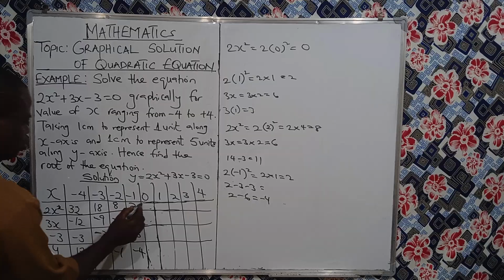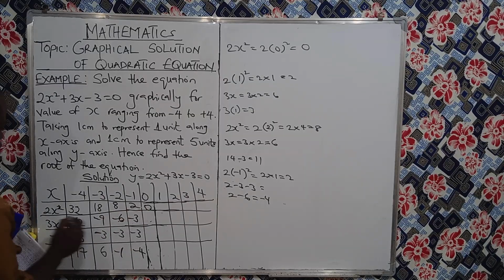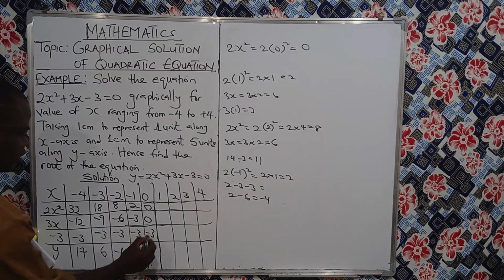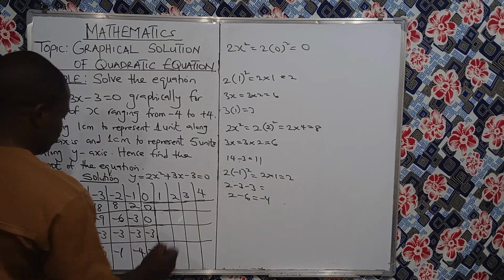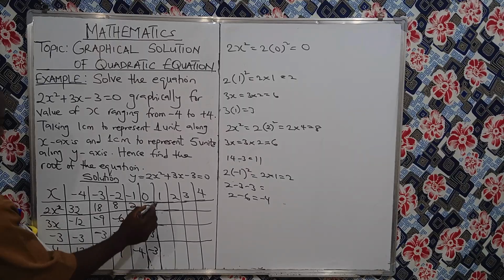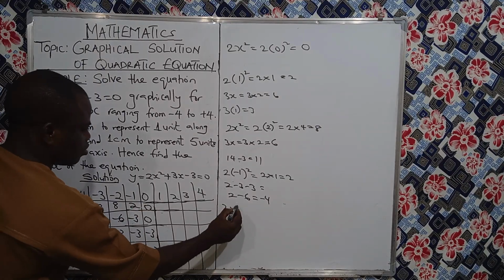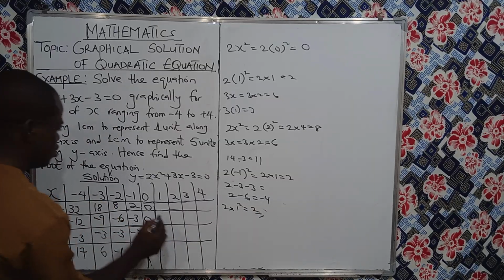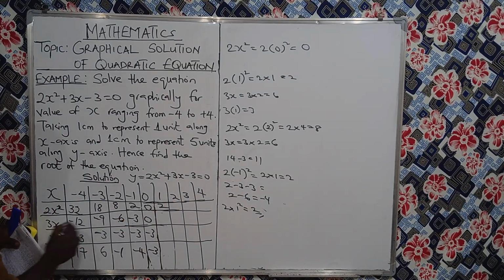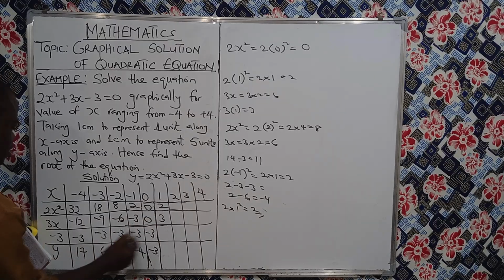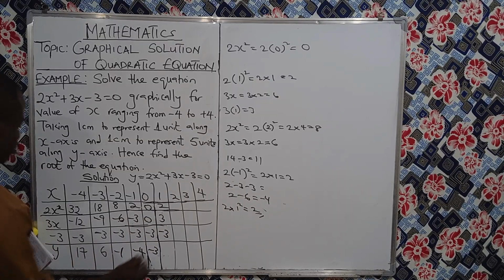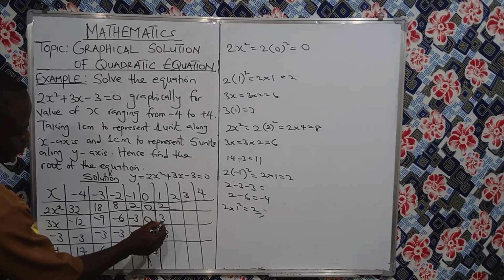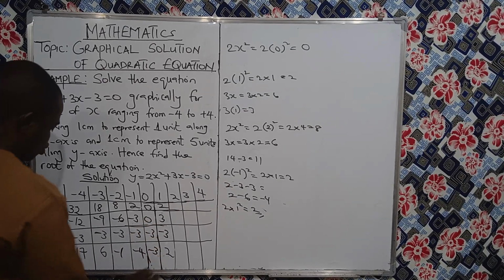And let's substitute 0. 2 times 0 squared, that's 0. 3 times 0 is 0. We have minus 3, that's minus 3. Now for 1: 2 times 1 squared, which is 2. 3 times 1, we're having 3 of minus 3. Now let's see, 2 plus 3, 5. 5 minus 3, 2.